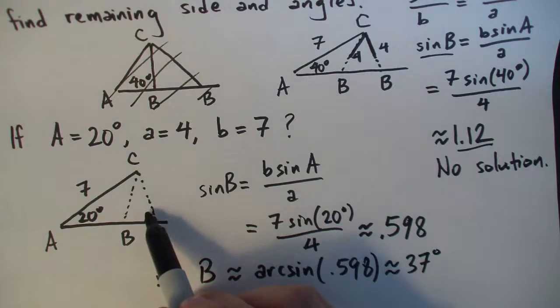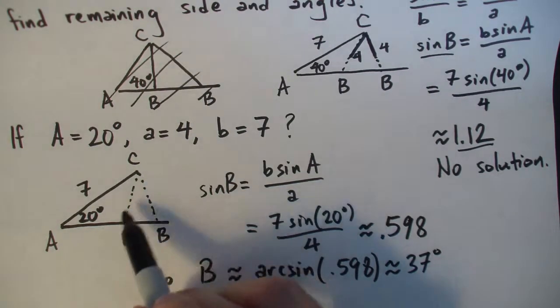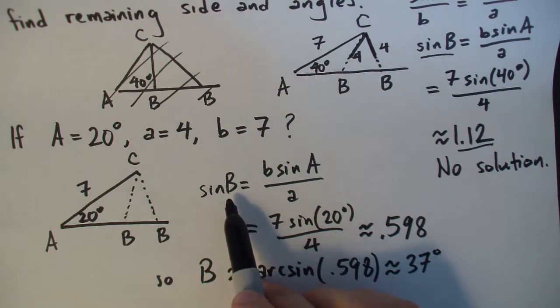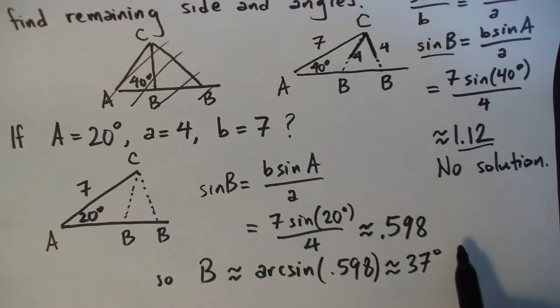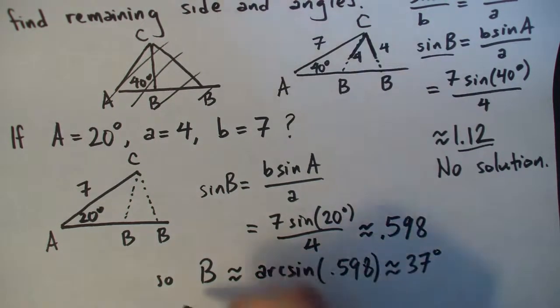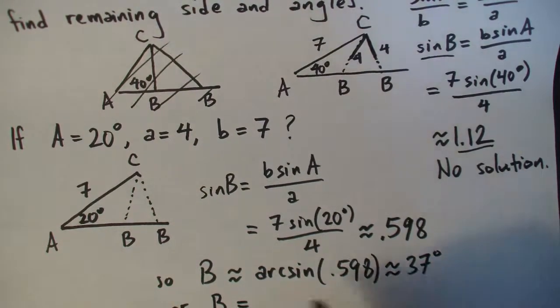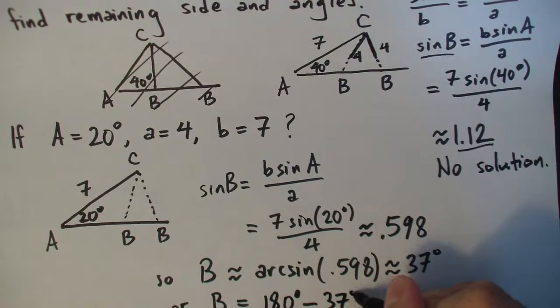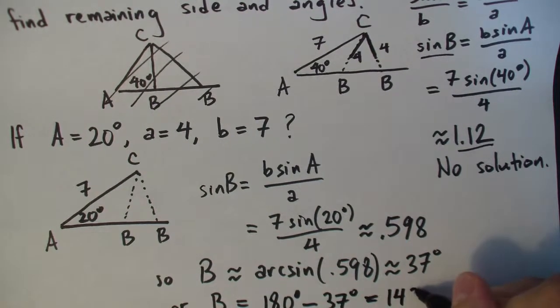That's the value of B over here, where B is acute. But remember, there's another option over here. There might be another option over here where B is obtuse. Again, we know that there are two angles that have a sine of 0.598. One is in the first quadrant, one's in the second quadrant, and we find the other value of B by taking the supplement, 180 degrees minus 37 degrees, and that comes out to be 143 degrees. So we have two possibilities for B.